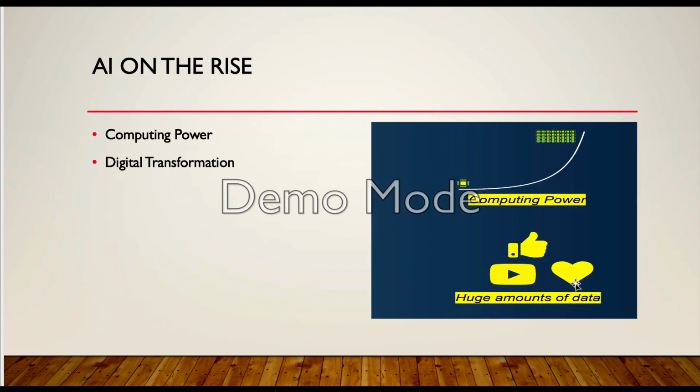So AI was on the rise again. Essentially, two developments facilitated this current AI summer. The first is the ever-increasing computing power, and the second was digital transformation. I'll come to this digital transformation later on. First, we'll look into this computing power.